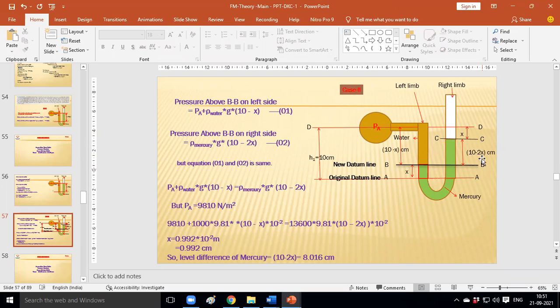And we need to find the distance between CC dash and BB dash. That is 10 minus 2x, as the distance between AA dash and DD dash is 10. So 10 minus this x and this x, that is 2x. 10 minus 2x. Is it clear? Yes, sir. Okay.